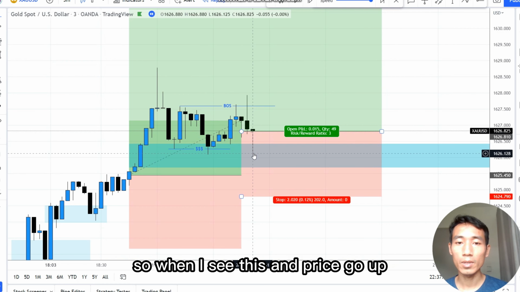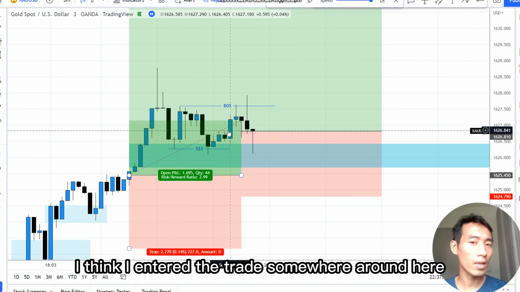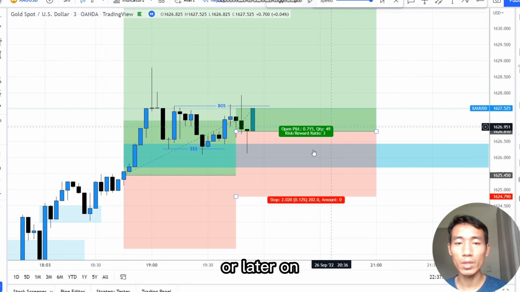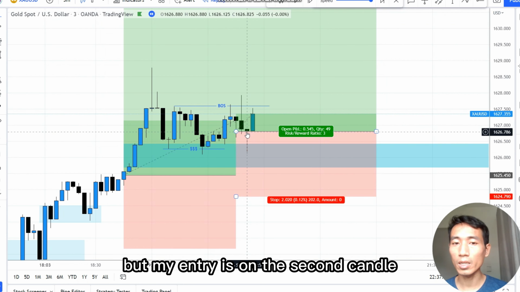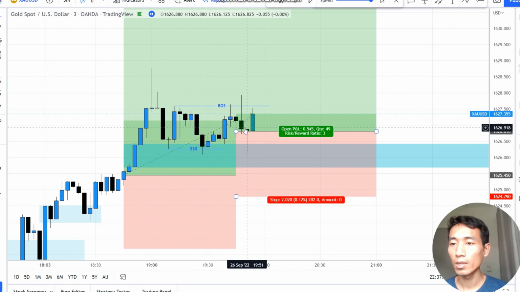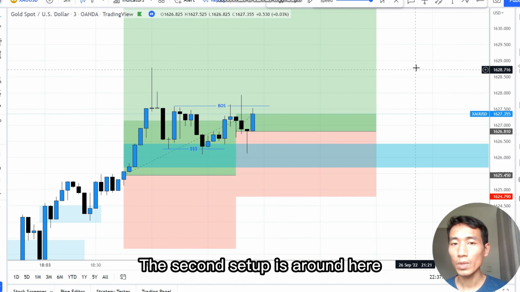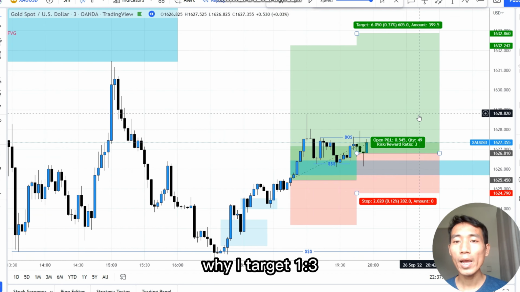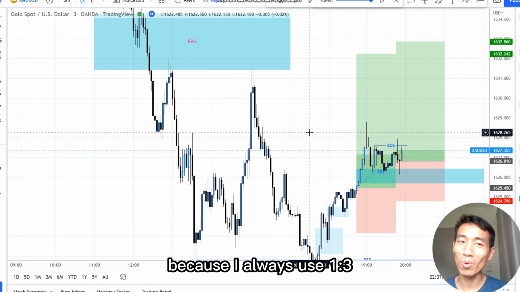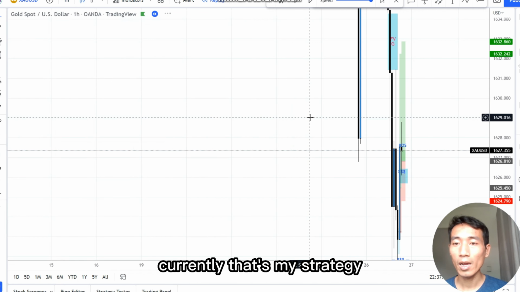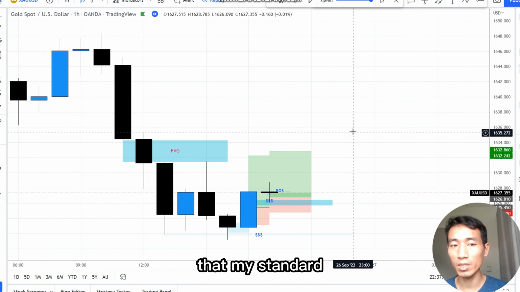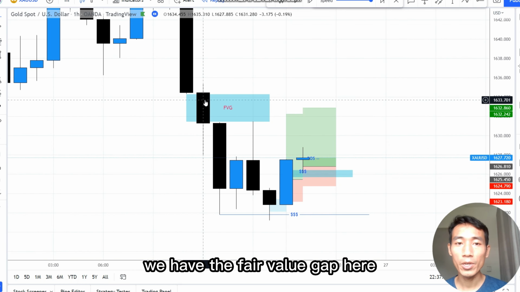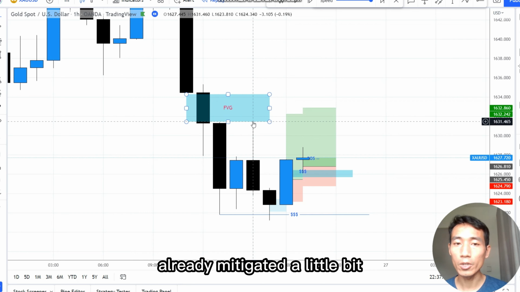So when I see the price go up, I enter the trade somewhere around here or later on, but my entry on the second setup is around here, and I target the same 1 to 3. Why do I target 1 to 3? Because I always use 1 to 3. Currently, that's my strategy. I don't use a higher risk reward ratio, but that's my standard, and that's what I'm aiming for.